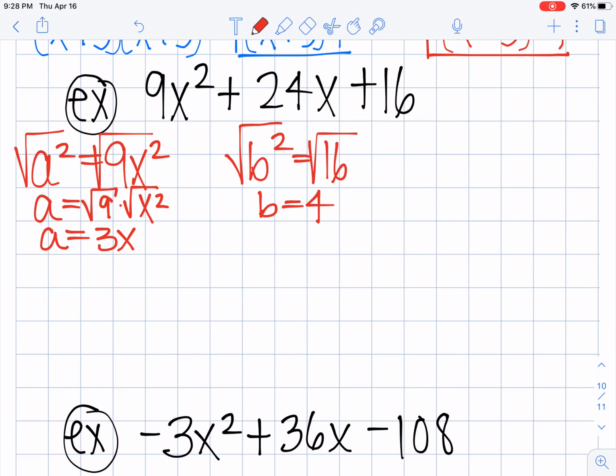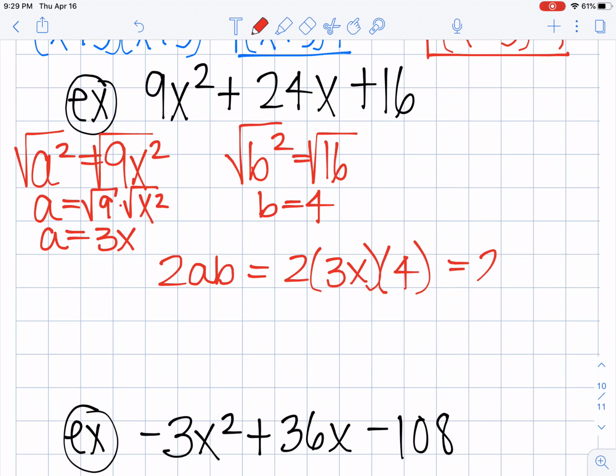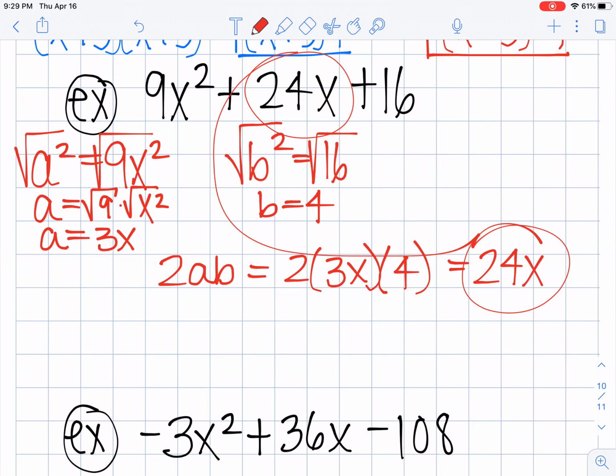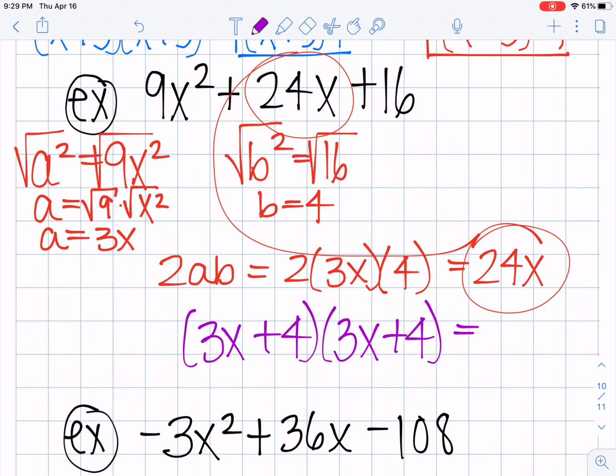So let's check. My formula says it needs to be 2 times a times b to get the middle. So 2 times a is 3x and b is 4. 2 times 3 is 6. 6 times 4 is equal to 24, and then I have the x. So this matches this, which means I can use my formula to write my final answer, and that would be 3x plus 4 times 3x plus 4, which is 3x plus 4 squared. Final answer.